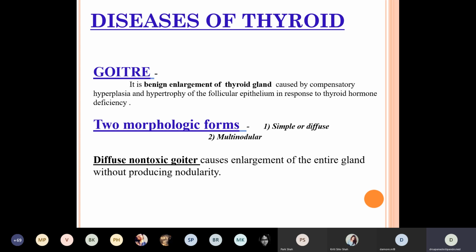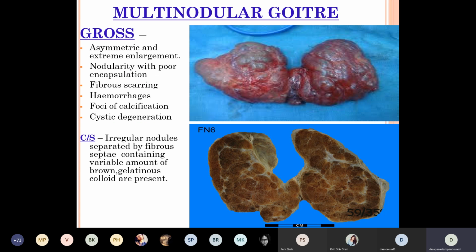So it is a benign enlargement of the thyroid gland caused by compensatory hyperplasia and hypertrophy of the follicular epithelium in response to thyroid hormone deficiency. TSH is low, that is why to compensate, the thyroid is enlarged, and that is called goiter. There are two morphological forms, simple or diffuse and multinodular. Diffuse non-toxic goiter is enlargement of the entire gland without producing any nodularity. So this is diffuse, that is clear. Now we will see multinodular goiter.